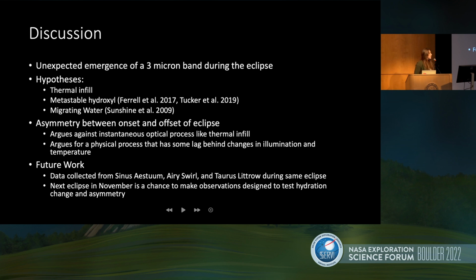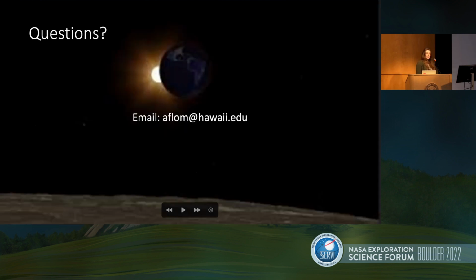So for future work, we collected data during that same eclipse from Sinus Aestuum, Aristarchus Swirl, and Taurus Littrow, and we are working on reducing all of that data. And there's also another eclipse in November that we have time on. So we're going to design a test specifically to look at that hydration change and asymmetry. And I am open for questions. Thank you.